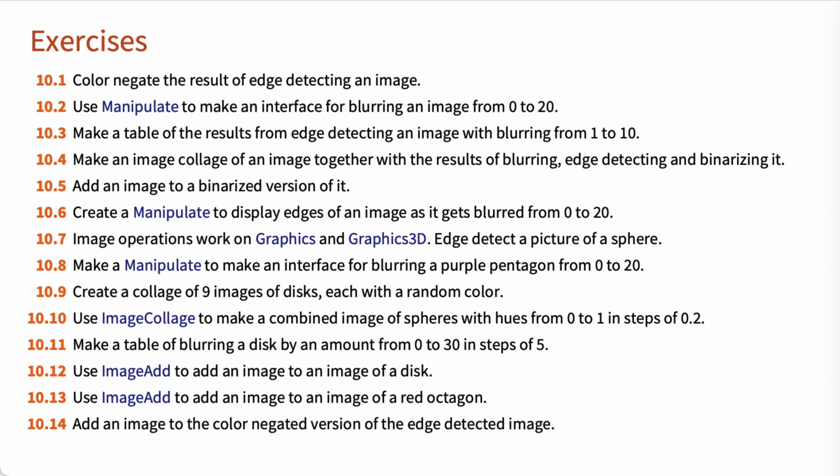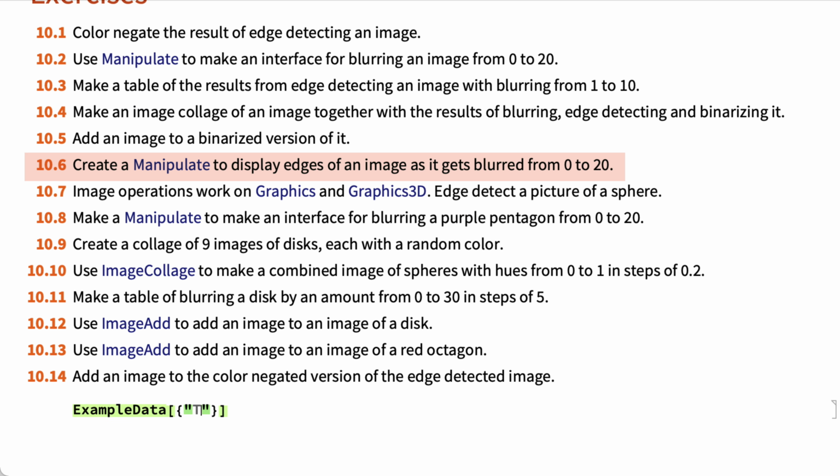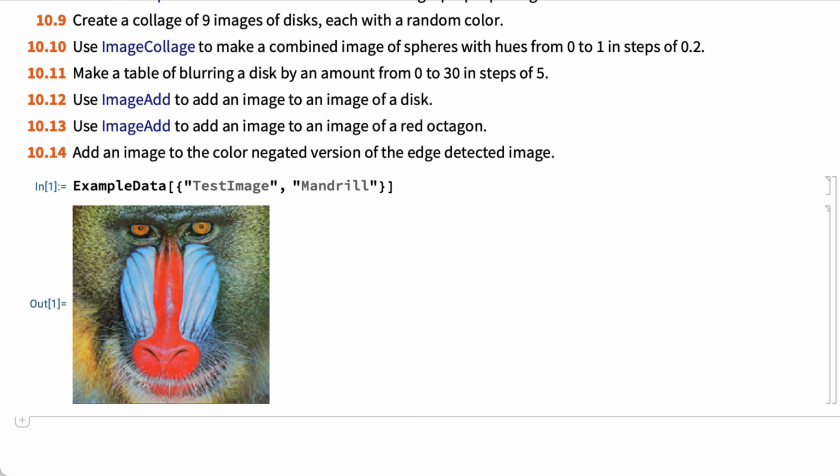Here are the exercises from this section. Most of these exercises involve some combination of image processing functions and functions from earlier in the book. For example, exercise 10.6, create a manipulate to display edges of an image as it gets blurred from 0 to 20. To do that, it's necessary to have a sample image. This input uses example data to get an image that is included with this system.